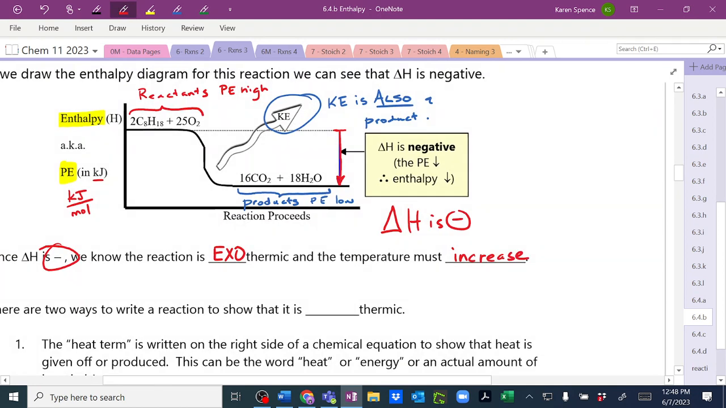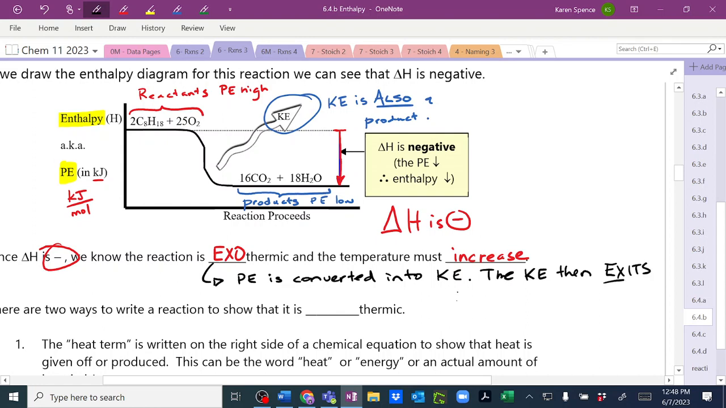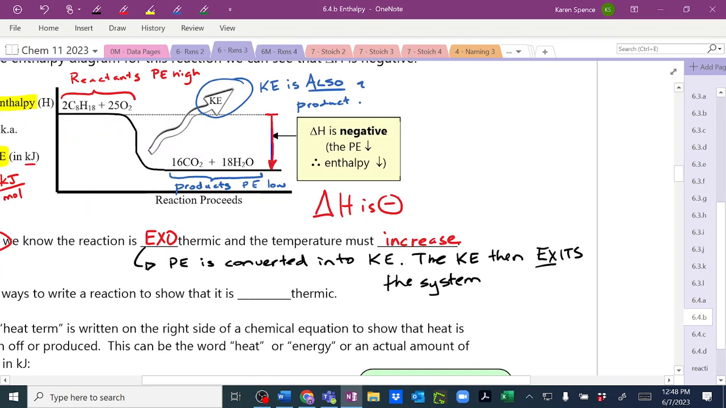Yeah, in an exothermic reaction, potential energy is converted into kinetic energy. The kinetic energy then exits the system. It makes the particles move faster. And therefore, what happens to the temperature? The temperature goes up.